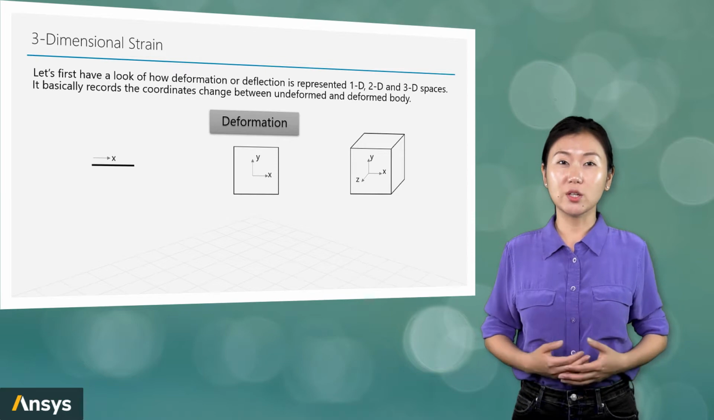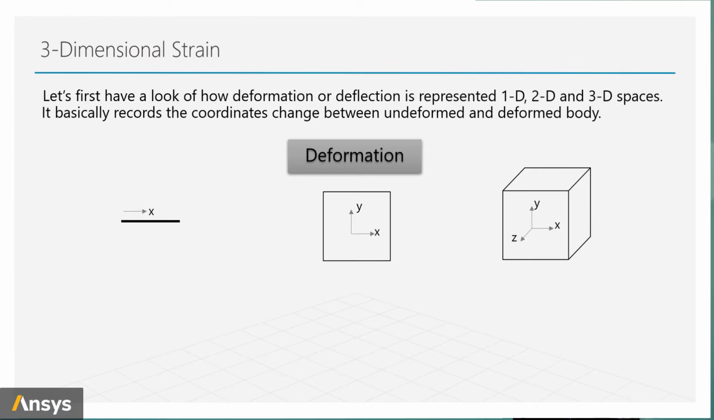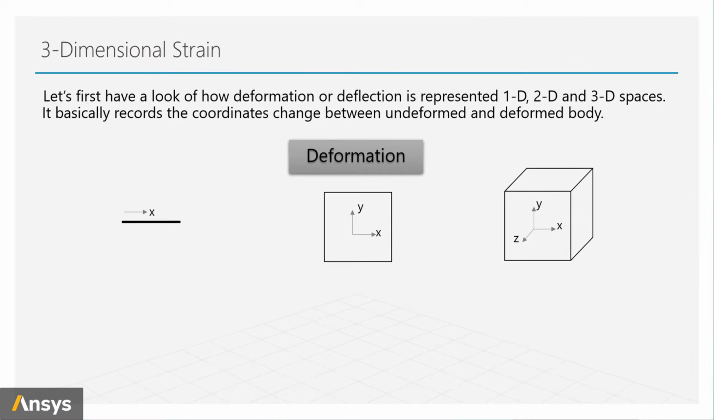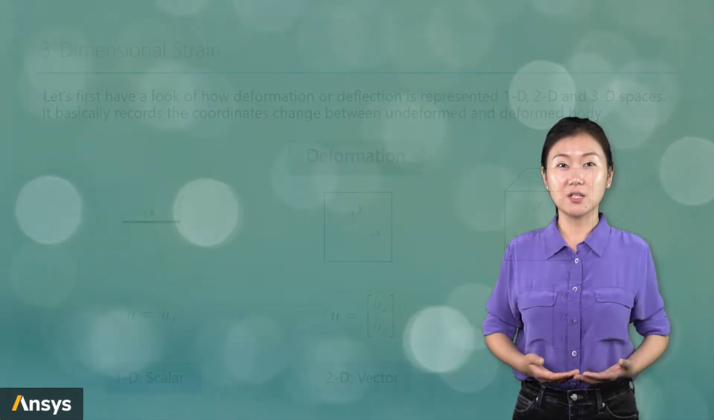It basically records the coordinates change between undeformed and deformed body. In 1D space, as shown here, the bar can only deform in the x direction and deformation can be represented by a scalar ux. For 2D space, deformation can occur in both x and y direction, so a 2x1 vector can record the deformation. Here the letter u is bold to indicate a vector. For 3D space, accordingly, we need 3 components for x, y, and z direction respectively. Hence, deformation is a 3x1 vector.